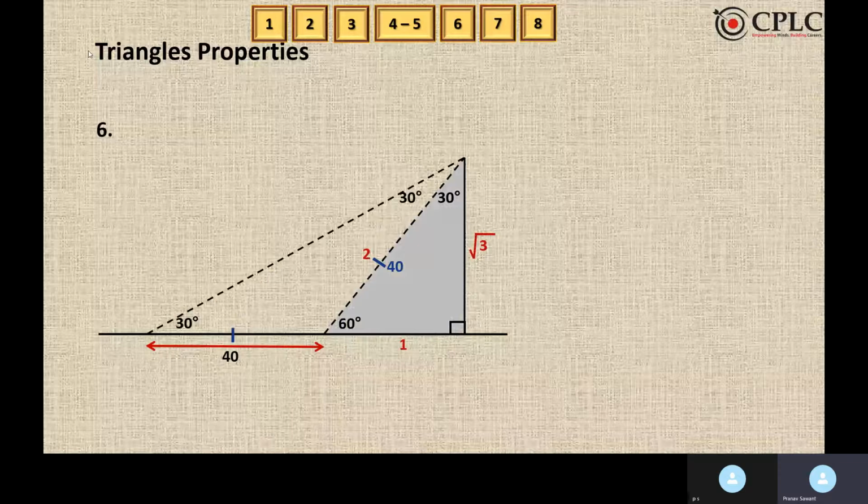Now, the side opposite to 90 degrees is 40. By applying the ratio, we'll get the side opposite to 60 as 20 root 3, and the side opposite to 30 as 20.